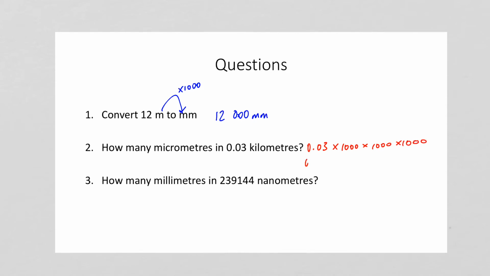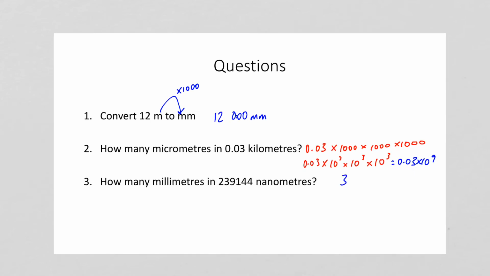We can also write that as 0.03 times 10 to the 3 times 10 to the 3 times 10 to the 3. And 10 to the 3 times 10 to the 3 times 10 to the 3 is going to be 10 to the power of 3 plus 3 plus 3. So that's going to be equal to 0.03 multiplied by 10 to the 9, which is going to end up being 3 with 7 zeros after it. So 30 million micrometers.